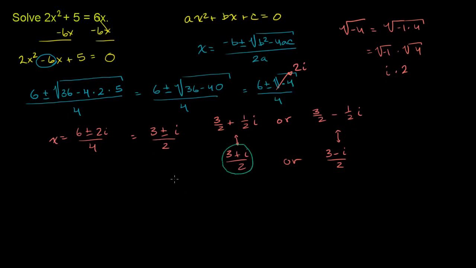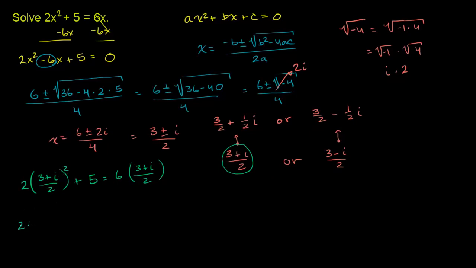It's going to get a little bit hairy because we're going to have to square it and all the rest, but let's see if we can do it. So what we want to do is take 2 times this quantity squared. So 2 times (3 plus i over 2) squared plus 5. And we want to verify that that's the same thing as 6 times this quantity, 6 times (3 plus i) over 2. So what is (3 plus i) squared?